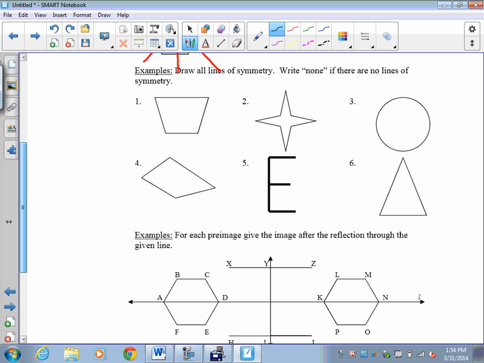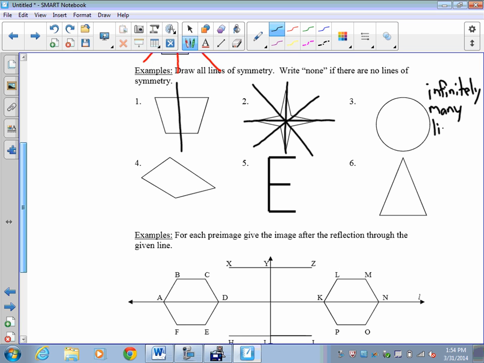So doing numbers 1 through 6, again, we have a line of symmetry right there, and that's the only one. For number 2, we're going to have 4 lines of symmetry again. Number 3 is a circle, and a circle has infinitely many lines of symmetry. So anywhere, so long as it goes through the center, they'll all be lines of symmetry. You can do that an infinite number of times.